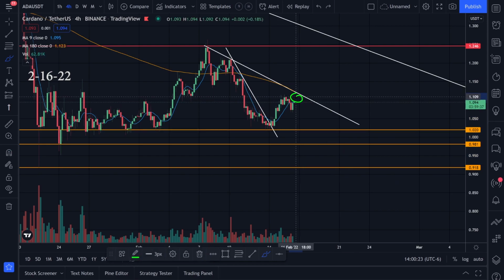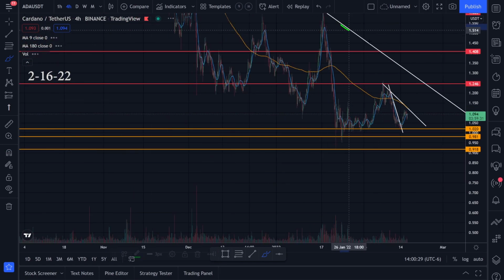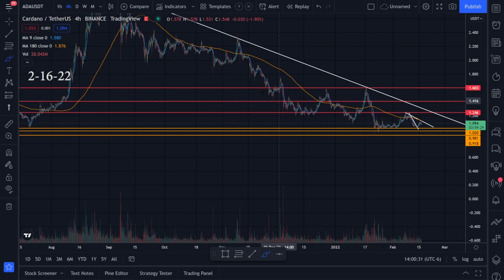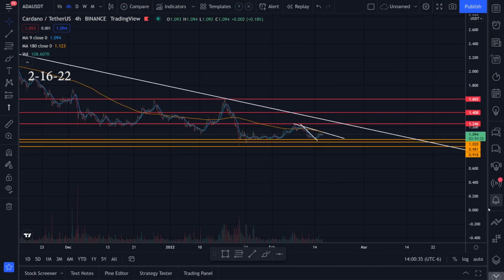Looks like we might be coming in to test the upside. So if we do break to the upside, I'll be watching this red line and this big downtrend that we have on the daily time frame that we've had for a long time. I think once we do that, then we'll be looking a lot more bullish.